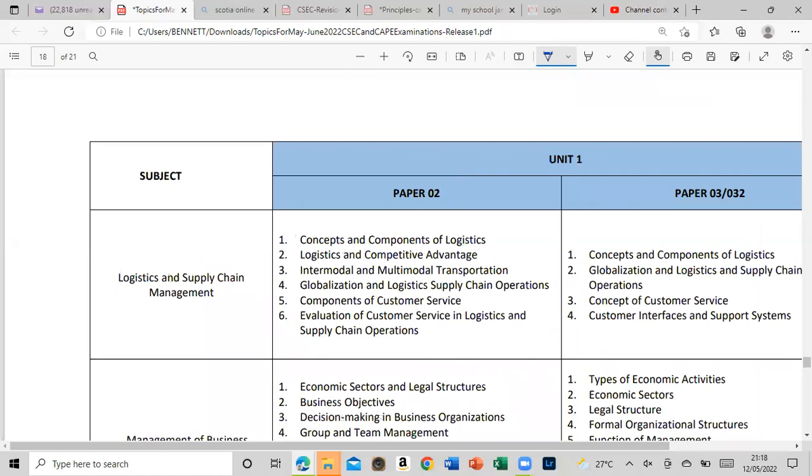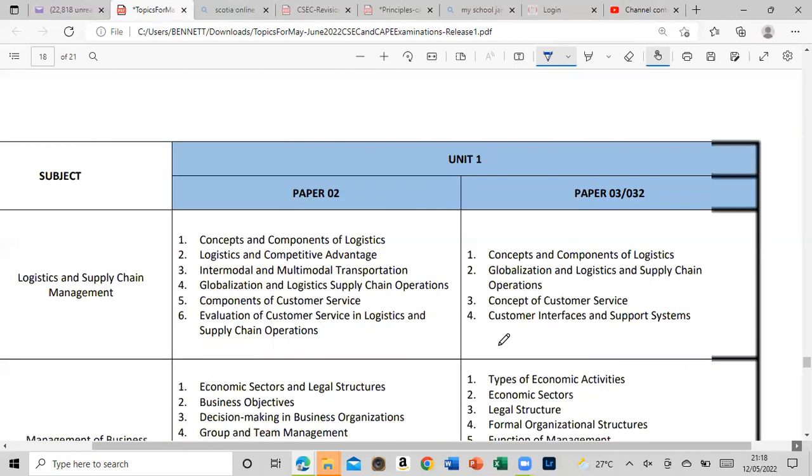And logistics and supply chain operations, which is unit 1. All right, so 1, concepts and components of logistics. 2, logistics and competitive advantage. 3, intermodal and multimodal transportation. 4, globalization and logistics supply chain operations. 5, components of customer service. And 6, evaluation of customer service in logistics and supply chain operations.